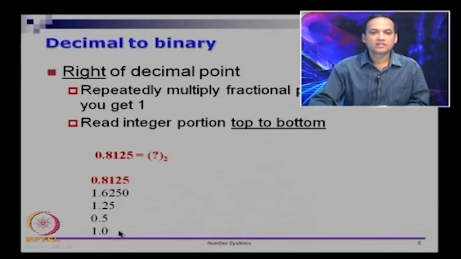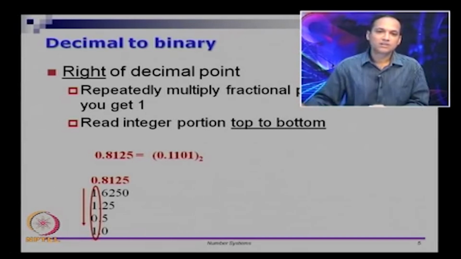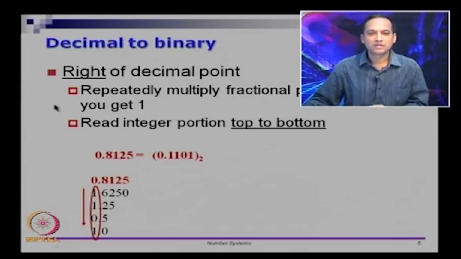At this point what we do is we go and note down all the things that we got to the left side of the decimal point. One after the other we were keeping these aside, you keep these and read them from top to bottom. So you write that down, 0.8125 is 0.1101 base 2. So you can verify that quickly.